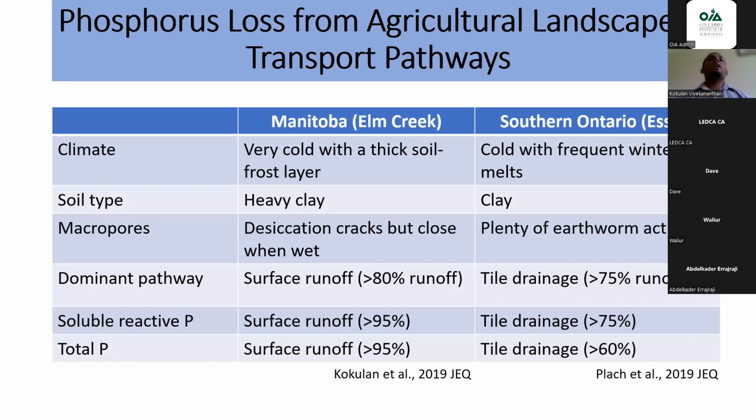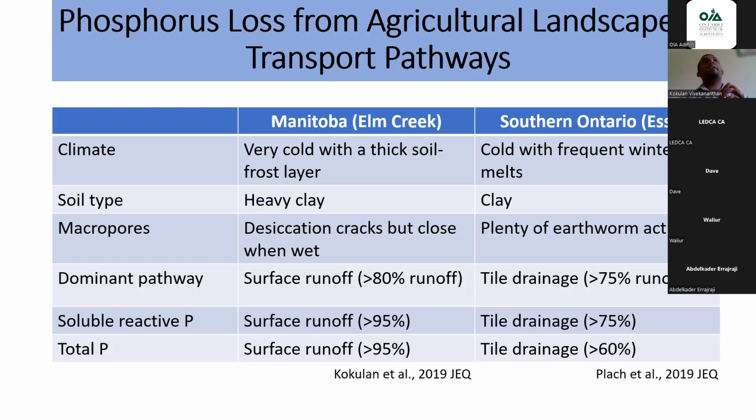The first one is Manitoba, where this study was conducted. The climate in Manitoba is very cold, so in winter a thick soil frost layer develops and extends down to about 3 feet of depth. At that time, the soils become like concrete. One of the most influential soil types in the Red River Valley is heavy clay, which has more than 60% clay. There are desiccation cracks, and they're big, but they immediately close when they become wet.